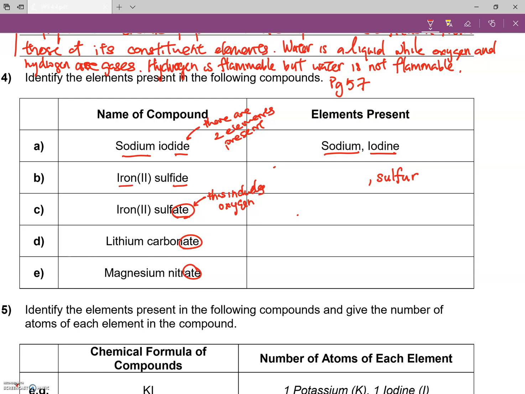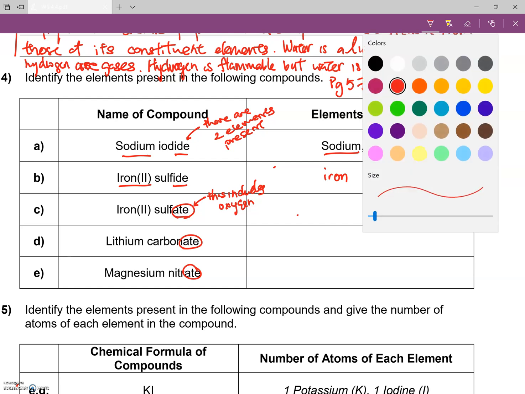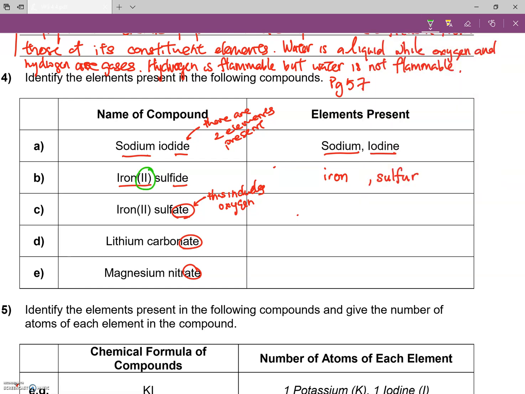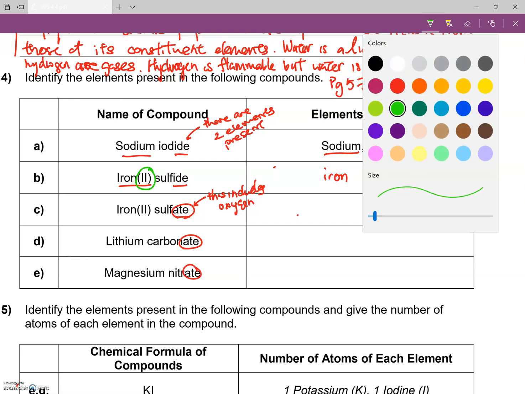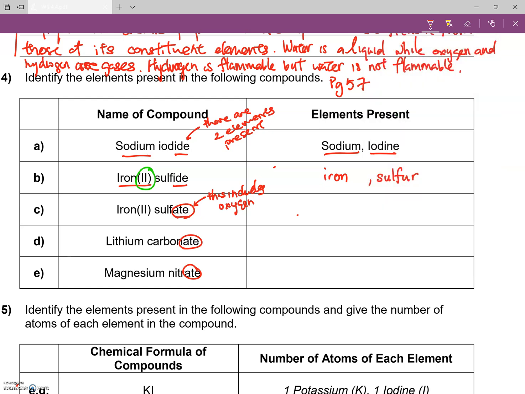Okay, now how about iron 2? If you look at the whole periodic table, you don't see an element called iron 2. Instead, the element is actually called iron. You will learn more about this number 2 over here at a much later stage. For now, you don't need to worry about it so much in this chapter yet. Okay, so now let's look at the next one, iron 2 sulfate.